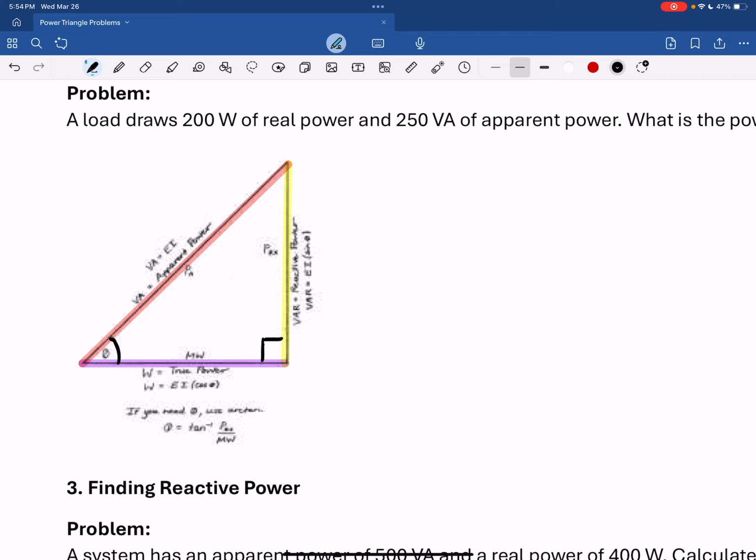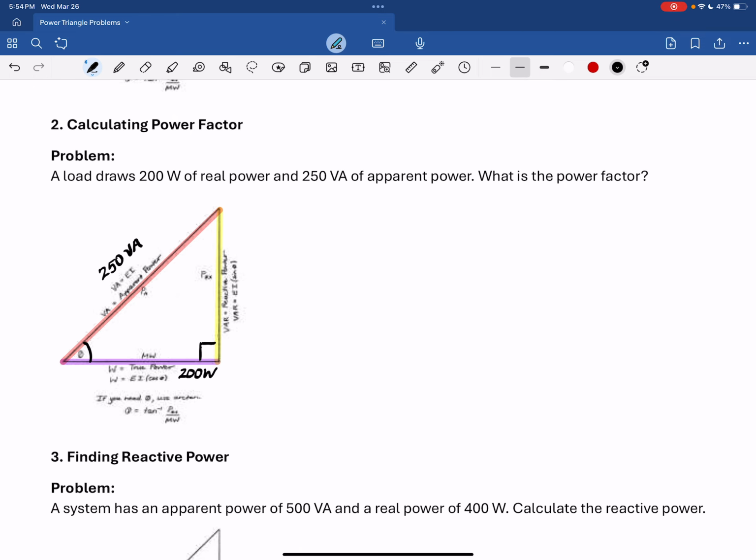Okay, a load draws 200 watts of real power and 250 VA of apparent power. So this is hypotenuse. So I'm immediately thinking Pythagorean theorem. What is the power factor? So the question is not what is reactive power. That would be this dimension right here. If I wanted reactive power, then I would use Pythagorean theorem. But I want power factor.